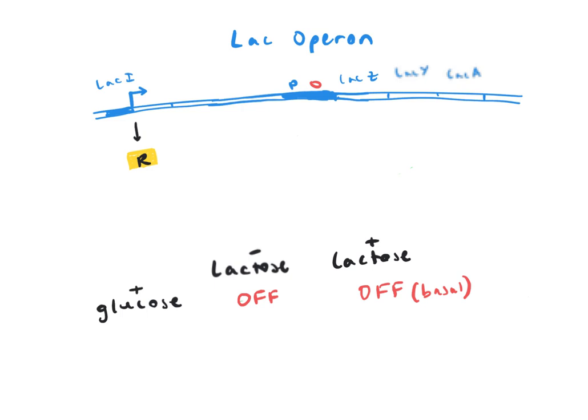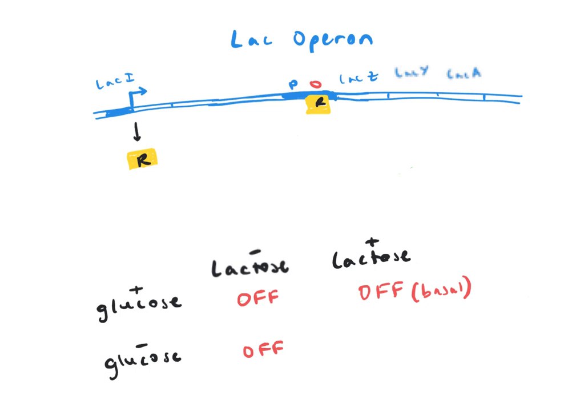So now let's take a look at what happens when the glucose stores are depleted. So the cell has used up all of the glucose. If lactose is still absent, there's no reason for the cell to make the genes that are needed to break lactose down. So again, the repressor should be able to bind to the operator and transcription should be blocked, and you don't get the lac genes expressed.